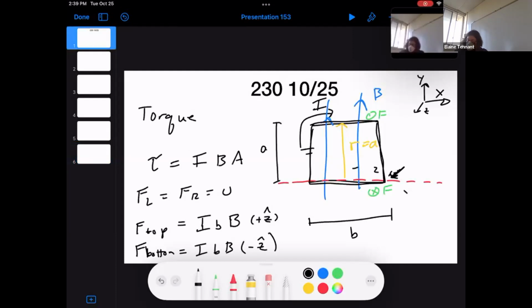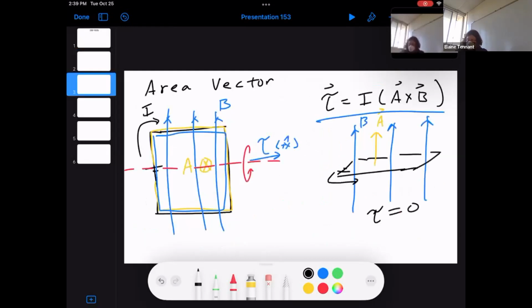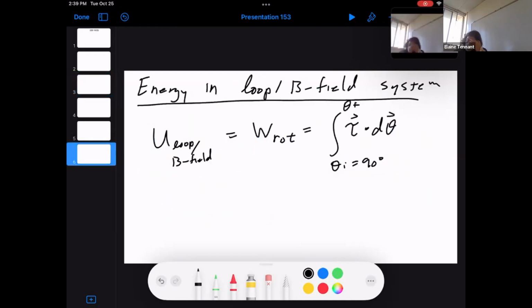because if your area vector and your magnetic field aren't perpendicular, you're going to be in trouble. There's no energy in that. So I need to start here, if I want to see anything. Does that make sense? I hope so. Okay.